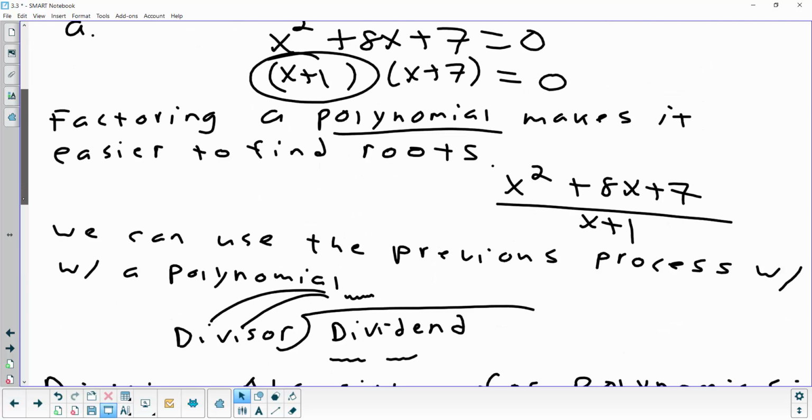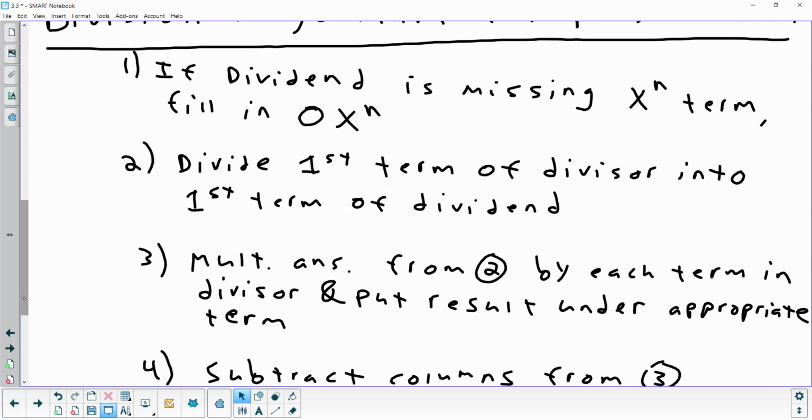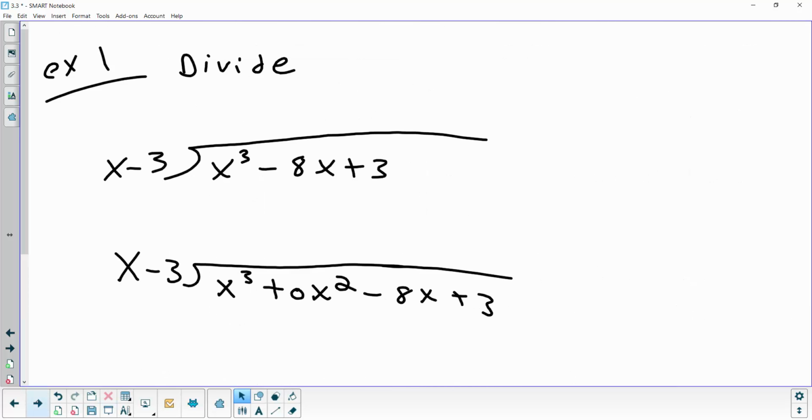So step 2 says take the first term of the divisor and divide it into the first term of the dividend. Matt, what's the first term in my divisor? X. Yep. Divisor's on the outside. And what's the first term in my dividend?